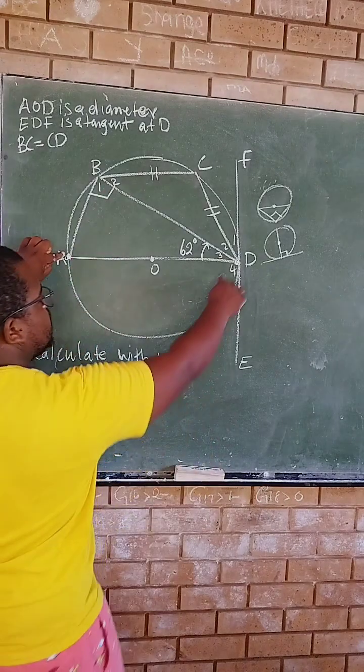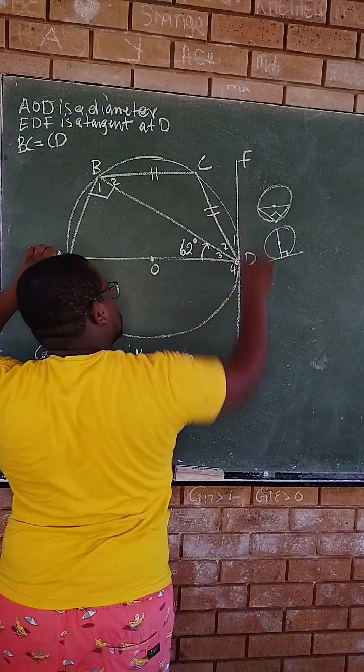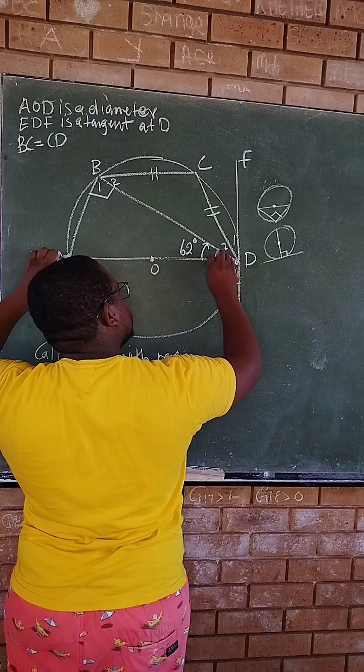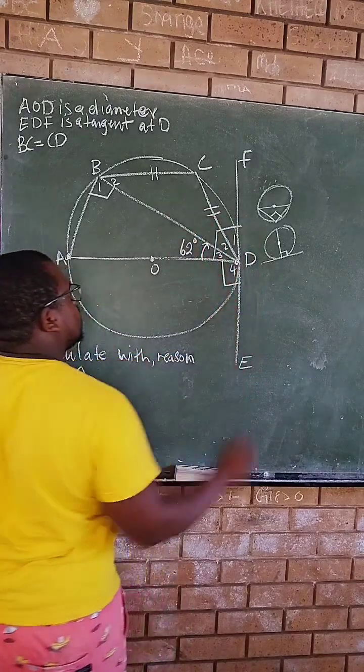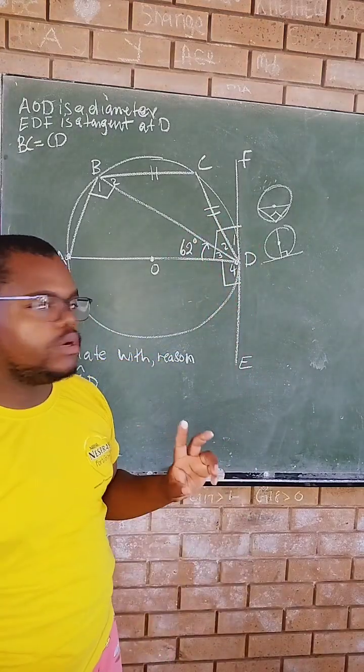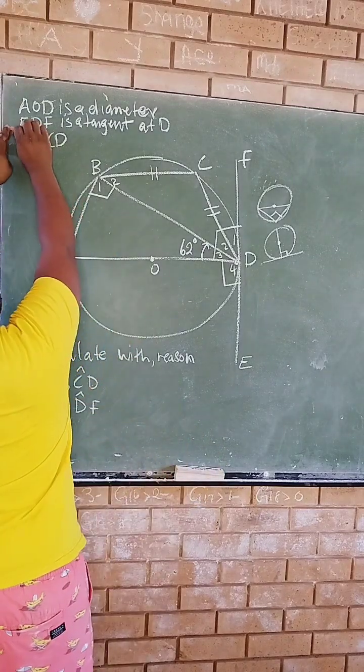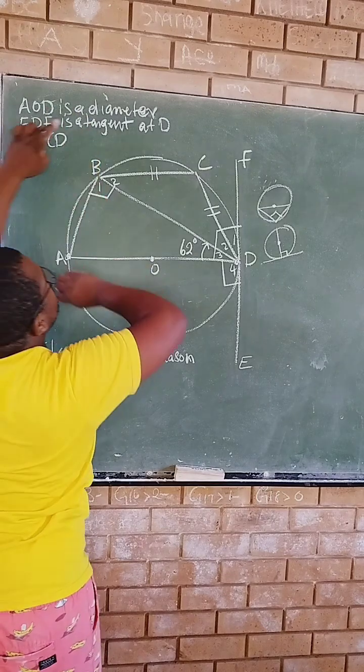Number two is a diameter here. This is a tangent. That means here it is 90 degrees. Even here it is 90 degrees. That is what we know, okay? Now let's continue. And then they continue to say EDF is a what?